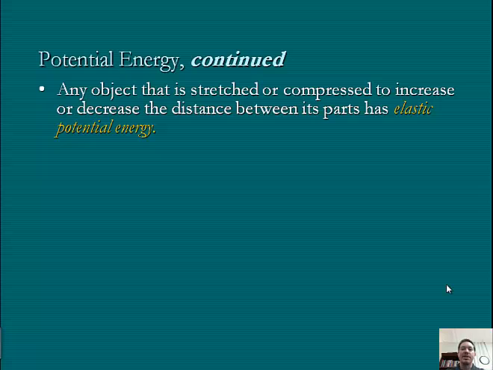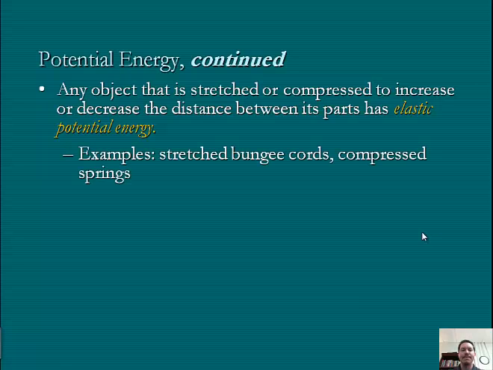So any object that is stretched or compressed to increase or decrease the distance between its parts is what we refer to as elastic potential energy. So this is rubber objects like rubber bands or springs. These have elastic potential energies because they can be stretched or compressed. Bungee cords is another one.